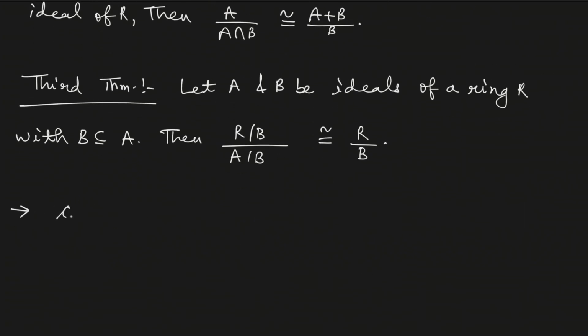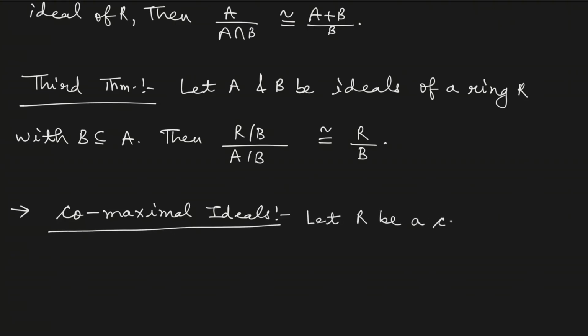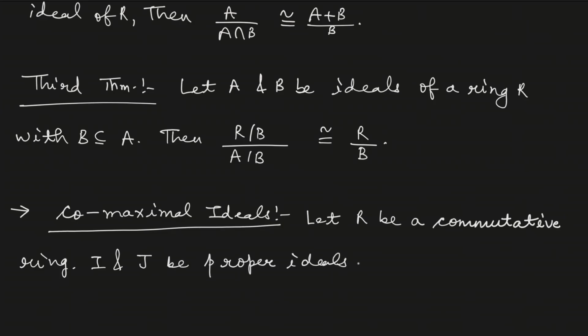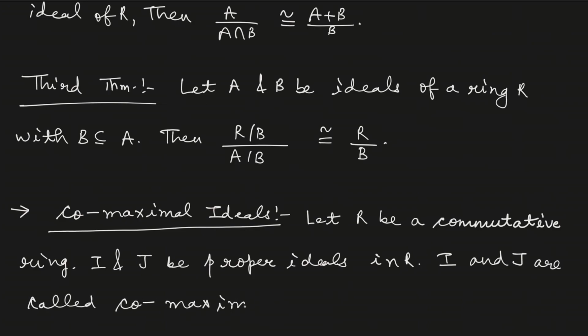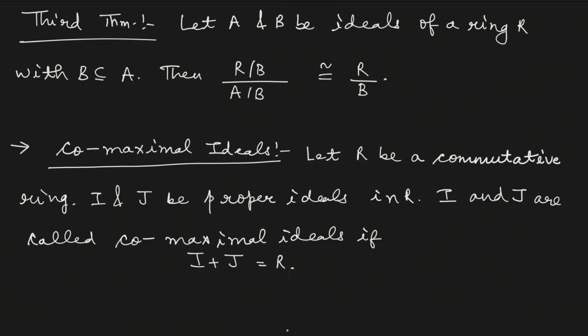Next is co-maximal ideals. Let R be a commutative ring, and I and J be proper ideals in R. Then I and J are called co-maximal ideals if I plus J is equal to R. So I and J are called co-maximal ideals if their sum is equal to ring R.